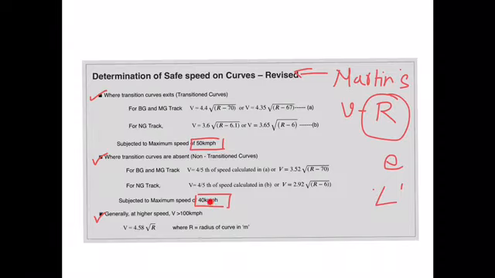Now for the higher speed, if the speed of the train is greater than 100 kmph, we can use the general formula V is equal to 4.58 into square root of R, where R in all these formulas refers to the radius of the curve in meters. So this is how we can determine the speed of the train at the curves, with the condition taking into view the radius of the curve. How to calculate the speed value depending upon the super elevation and the transition curve, we will further discuss in the coming sessions. Thank you.